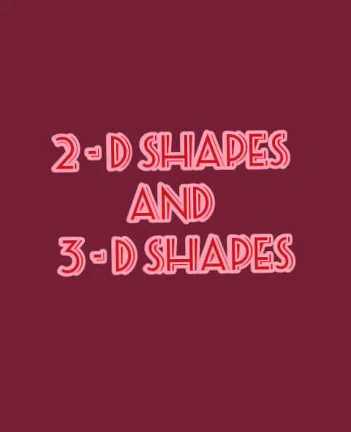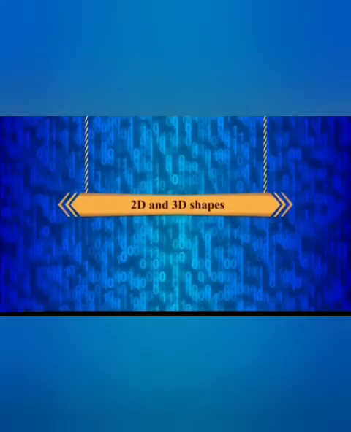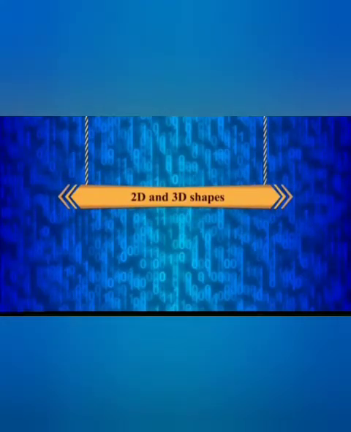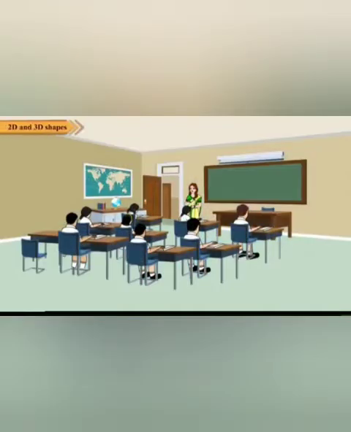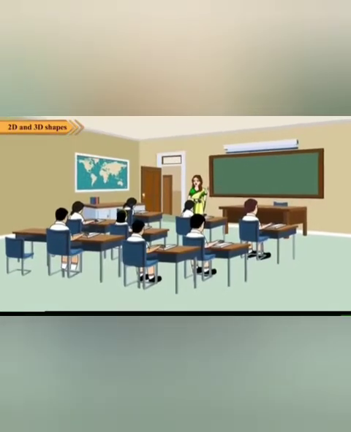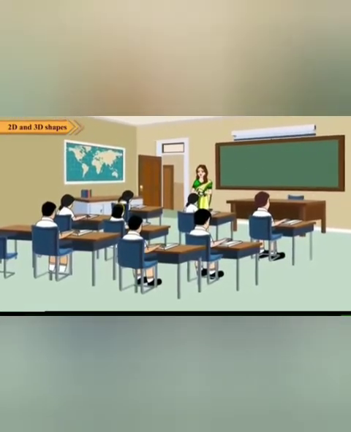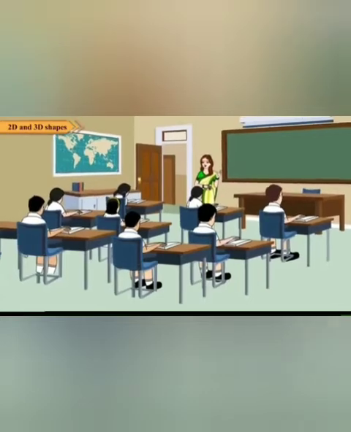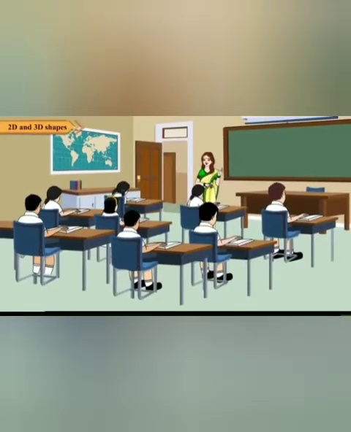Already we have learnt about 2D and 3D shapes. Let us revise about them and then we can move on. 2D and 3D shapes. Children, you have learnt about plane and solid shapes in class 2. Let us now revise and consolidate our knowledge.